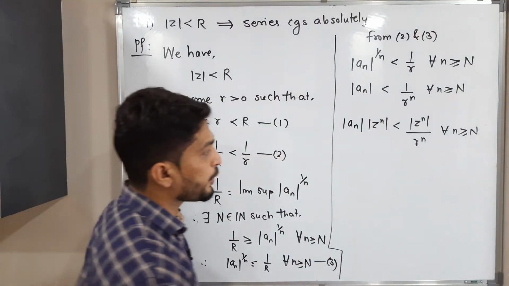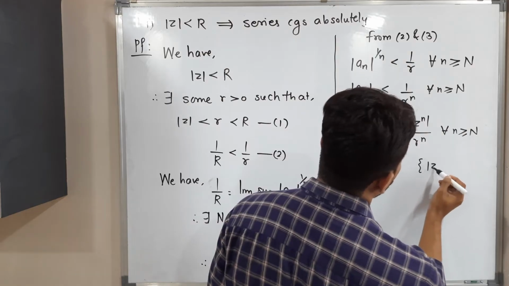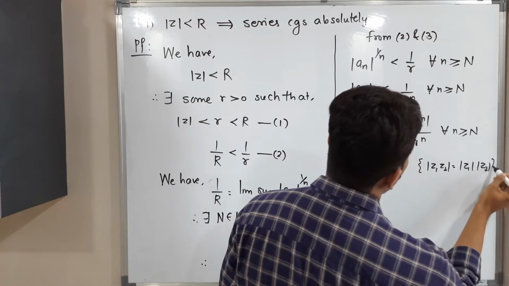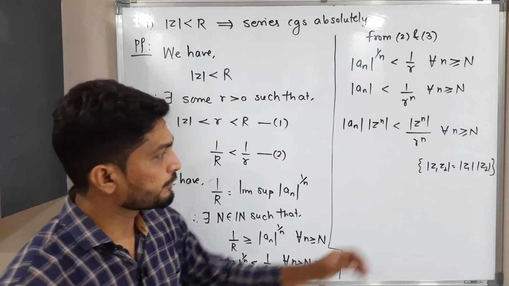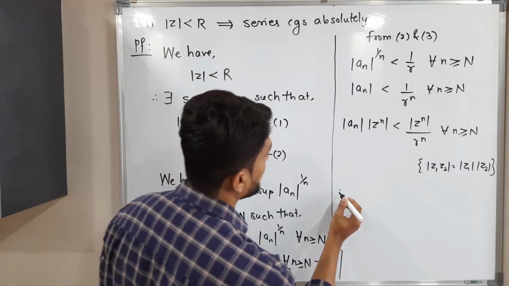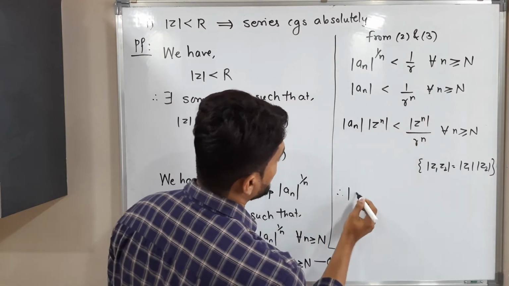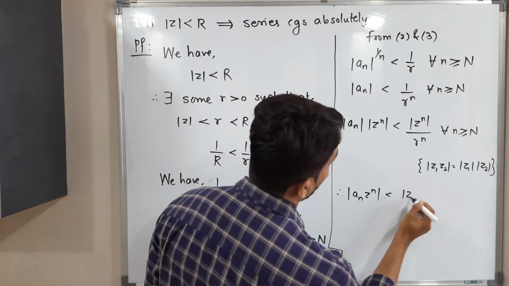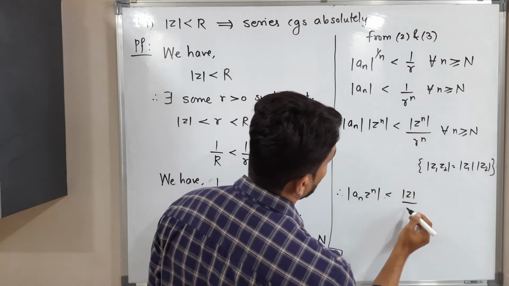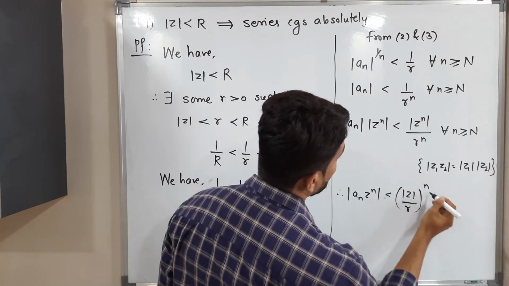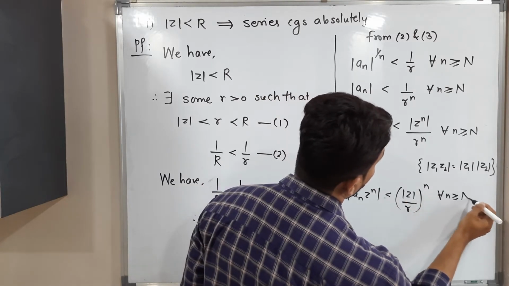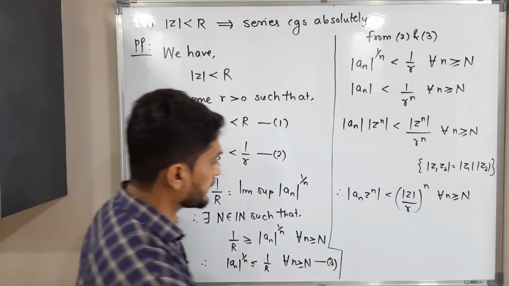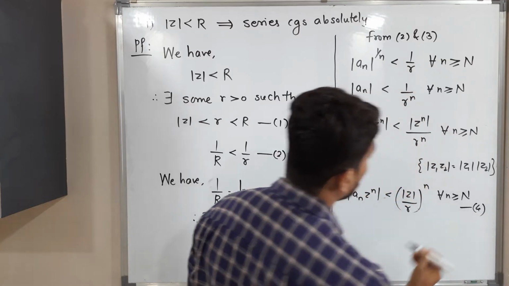So you are familiar with this property of modulus, that is |z1 z2| is equal to |z1| into |z2|. We can take separate mod. If you use this property here, definitely we can write on both sides: |a_n z^n| is less than |z|^n times (1/r)^n, so we can write (|z|/r) whole raised to n for all n greater than or equal to capital N. So this is a very important thing we have got. Let me call it inequality number 4.